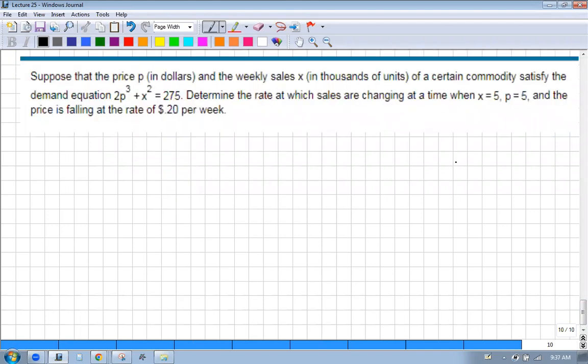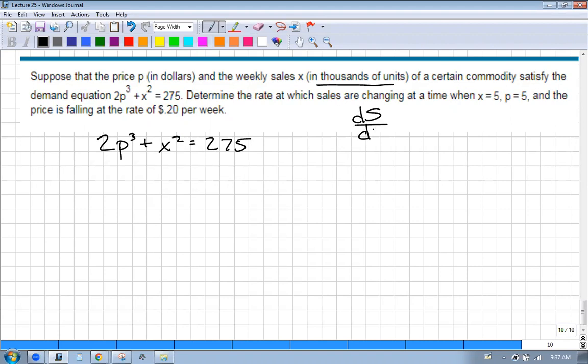Suppose that the price p in dollars and the weekly sales x in thousands of units of a certain commodity satisfy this demand equation. All right, I'm going to write that down: 2p cubed plus x squared equals 275. Determine the rate at which sales are changing.